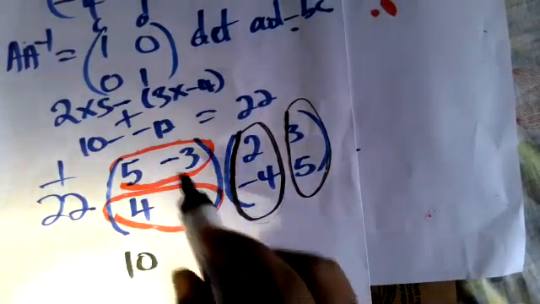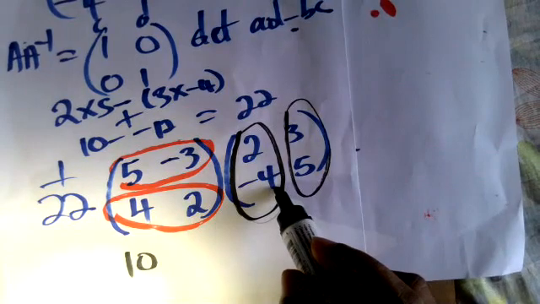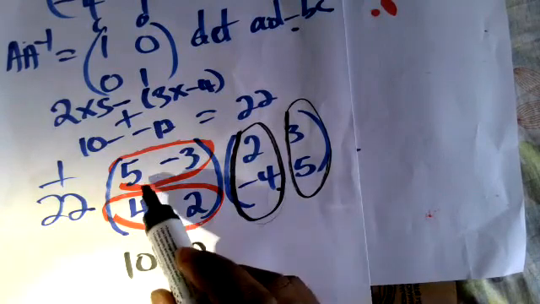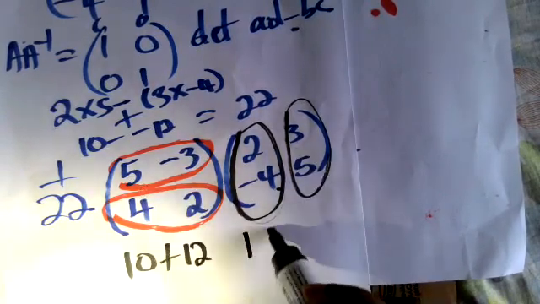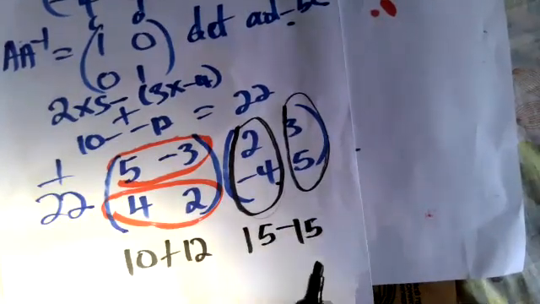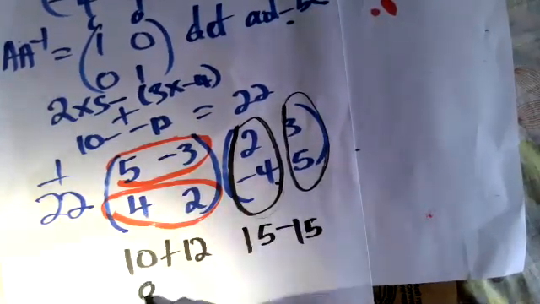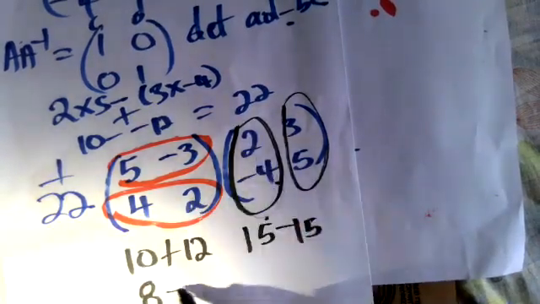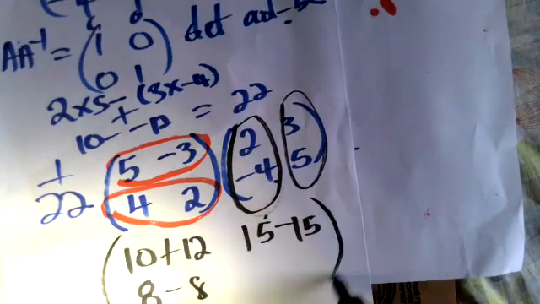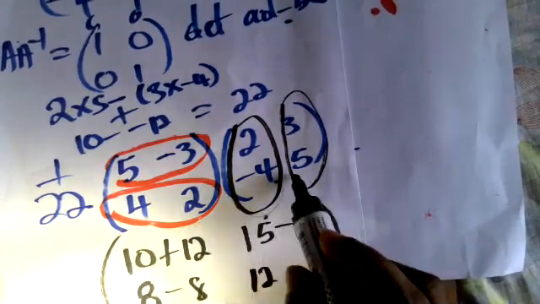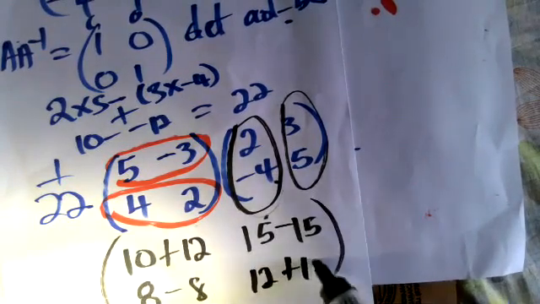5 times 2 is 10. Minus 3 times negative 4 is positive 12. And 5 times 3 is 15. Negative 3 times that is minus 15. All right, so 4 twos, 8. Remember, row by column. 4 times 2 and 2 times that is 8. I answered that already. 4 threes, 12. 2 times 5, that's 10.